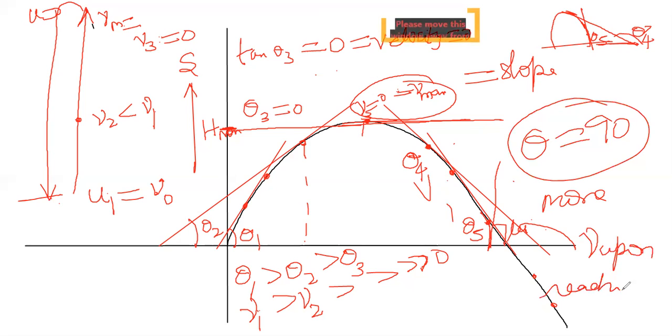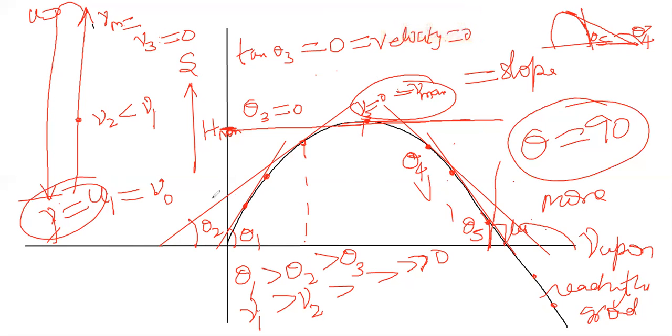Upon reaching the ground, that's not zero. You should understand that the final velocity with which it will reach the ground will be exactly equal to the initial velocity with which we projected the body. These both will be equal, is it or not? V final will be U initial, no doubt. So this is nothing but a vertically projected body. If you throw a body vertically upward, this is what will happen. The curve will look like this.